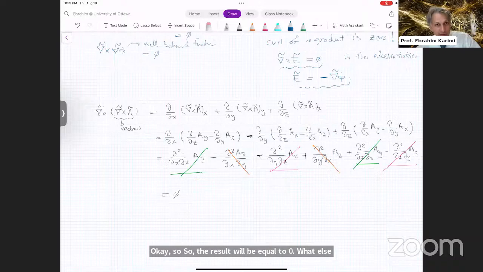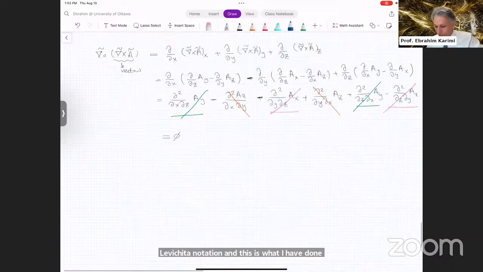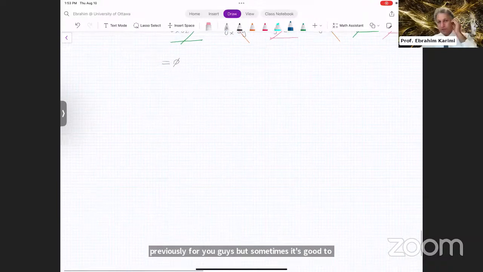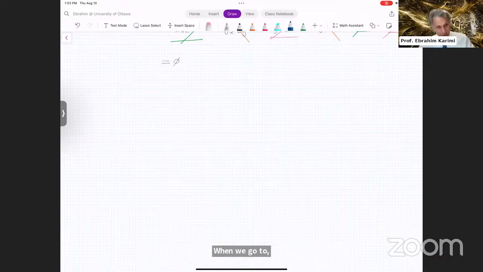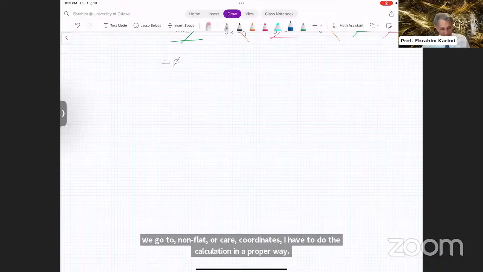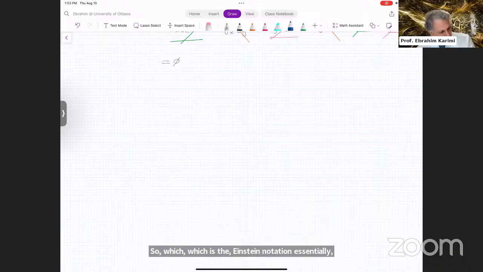Of course, this is what I have done, and usually myself, I prefer to do all of those calculations using the Levi-Civita notation, and this is what I have done previously for you guys. But sometimes it's good to do the calculus in this way. When we go to non-flat geometry or curved coordinates, I have to do the calculation in a proper way, which is the Einstein notation essentially, which I will introduce later on. What else do I have?